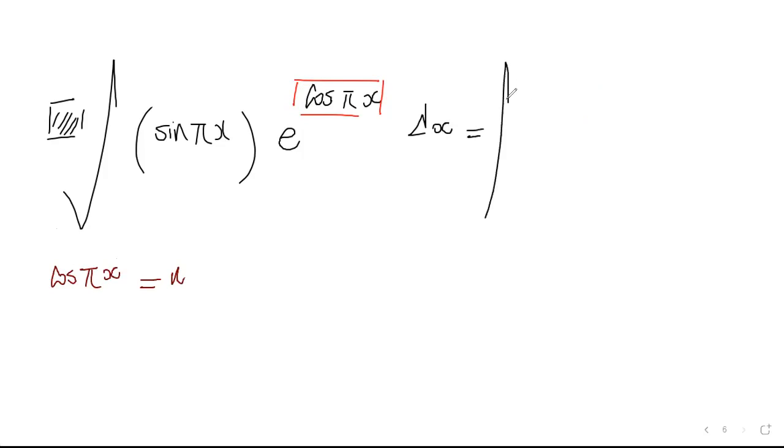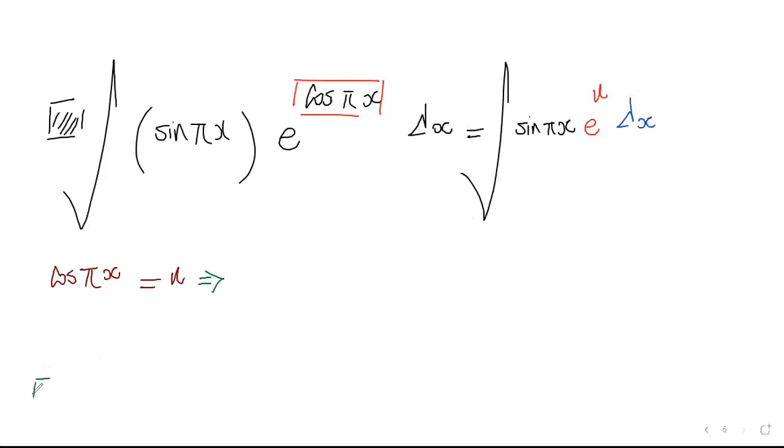It means that the integral is reduced to the sine of pi x, now multiplied by e to the power u. However, we are still keeping dx, which is annoying. Everything should be harmonized, expressed in terms of u. So right now I'm just going to take the derivative of both sides.